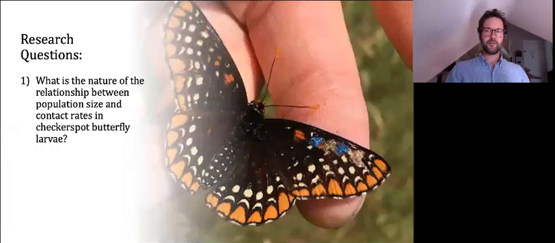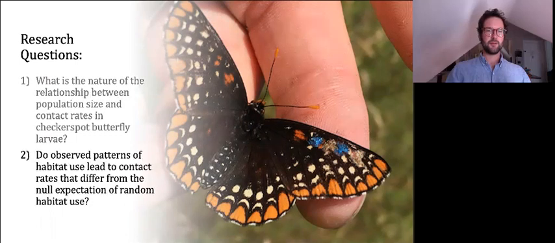Using the checkerspot system, I'm going to address the following research questions. First of all, what is the nature of the relationship between population size and contact rates in checkerspot butterfly larvae? And second, do observed patterns of habitat use lead to contact rates that differ from the null expectation of random habitat use?